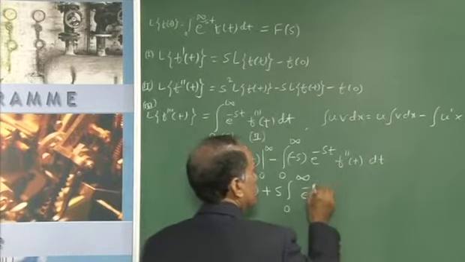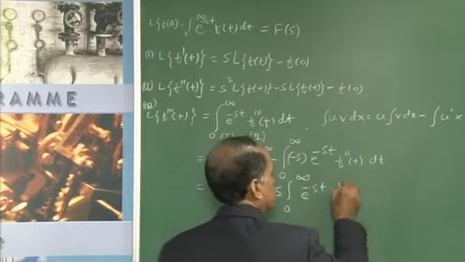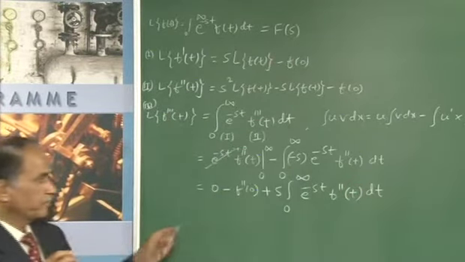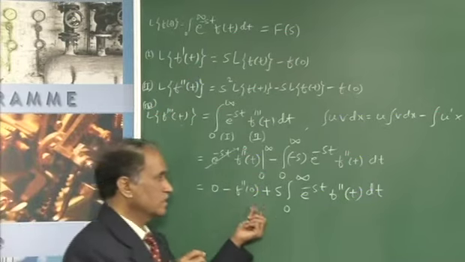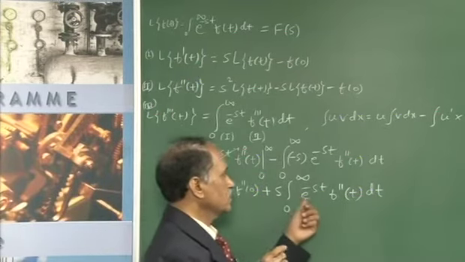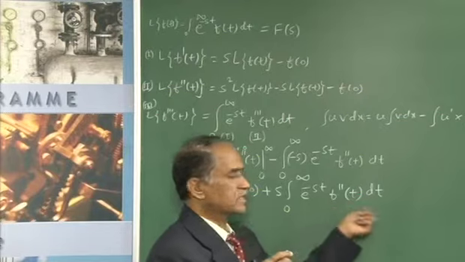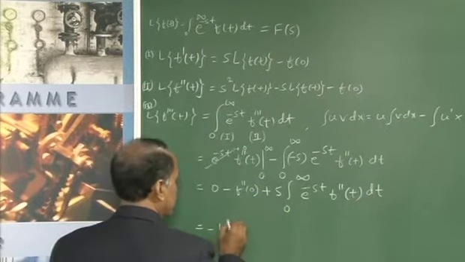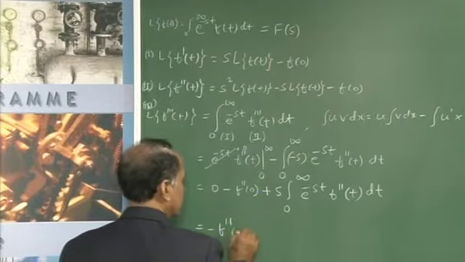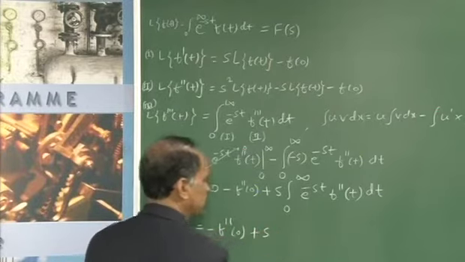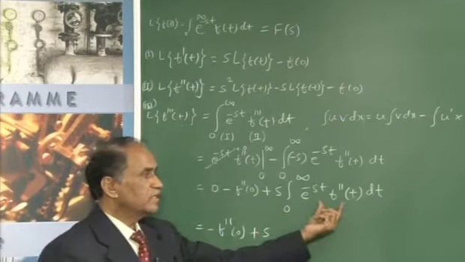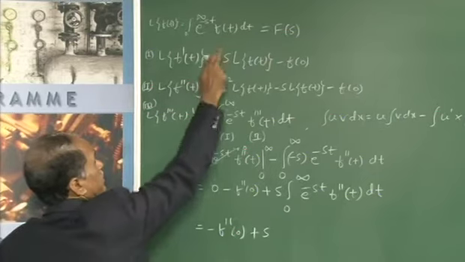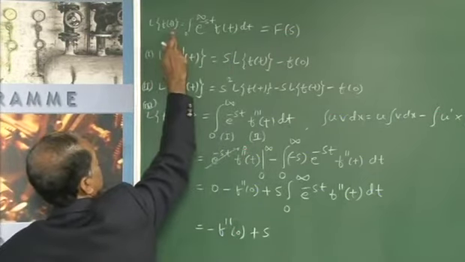Therefore, e to the power minus st times f dash of t, dt, minus f double dash 0, plus s into the integral from 0 to infinity of e to the power minus st and f double dash of t. Therefore, minus f double dash 0 and plus s into this one, which can be written, once again we will make use of the definition of Laplace transform. When f t is there, we can write it as L of f t.